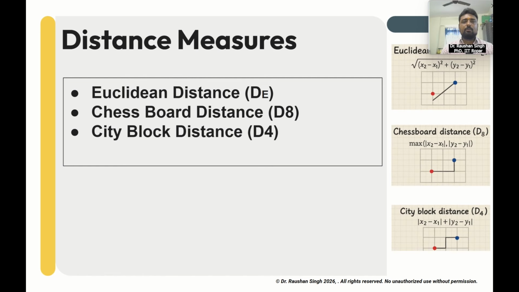In Manhattan, you can see that there are multiple streets. So in the streets, how will you move? You will go straight, you will take a left turn, you will again go straight, you will take a right turn, you will go backwards. That type of movement is called city block distance, the way the car moves in the city. Euclidean distance is represented by dE, chessboard distance is represented by d8, and city block distance is represented by d4.